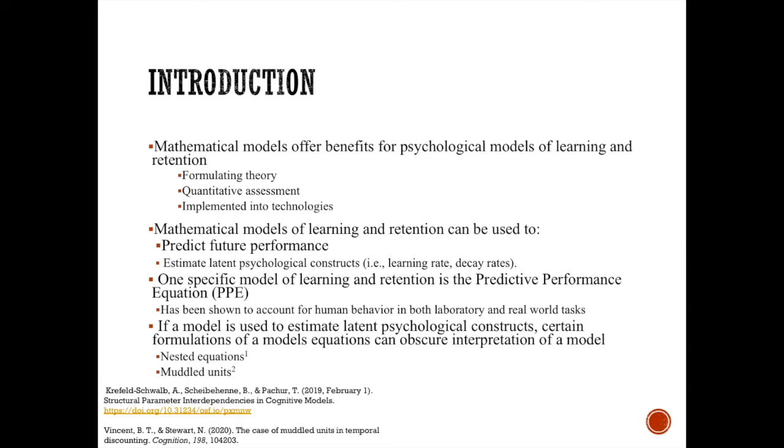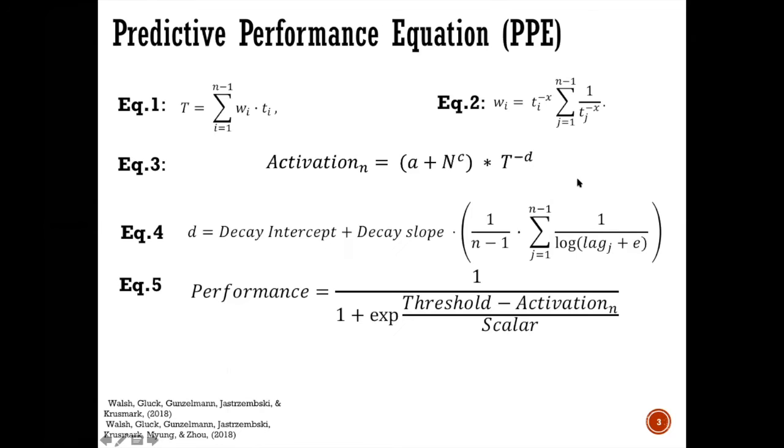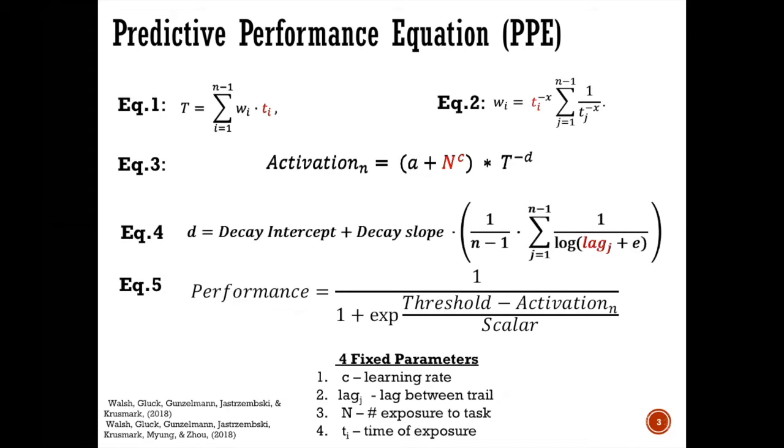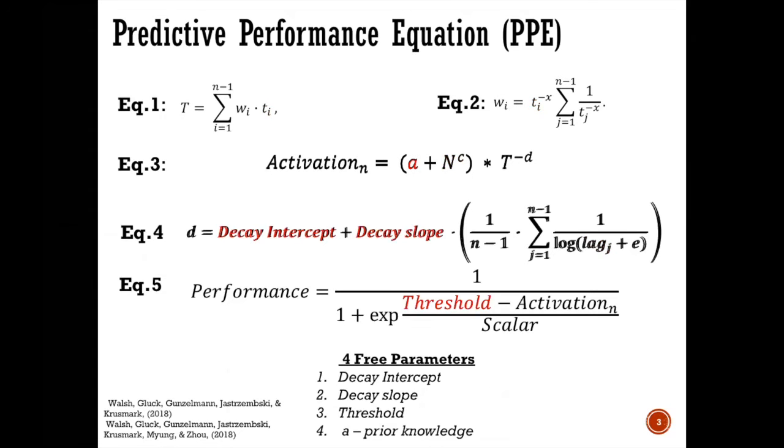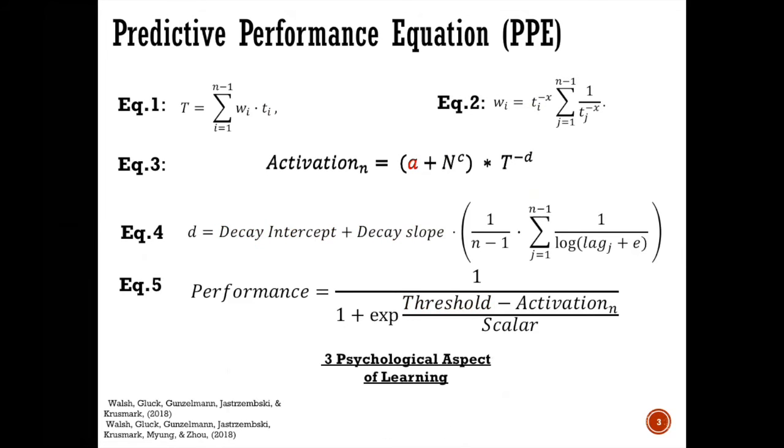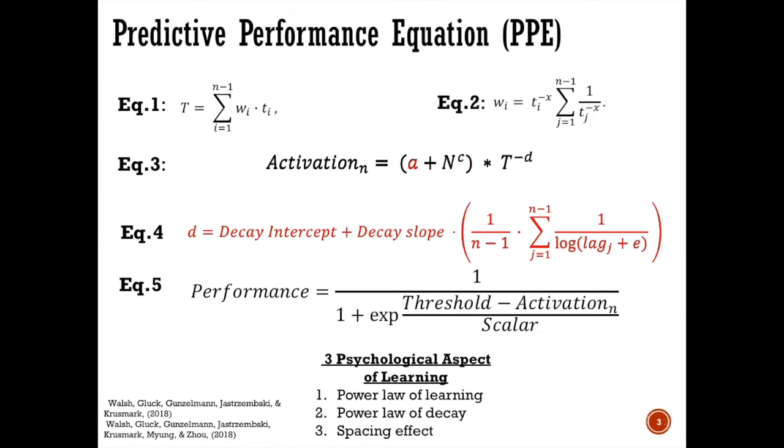These are nested equations or muddled units. Here we see the predictive performance equation. It's composed of 5 separate equations with 4 fixed parameters: learning rate, lag between trials, number of exposures on a task, and time between exposures; 4 free parameters: decay intercept, slope, threshold, and one representing prior knowledge. And it represents 3 psychological aspects of learning: the power law of learning, the power law of decay, and the spacing effect.